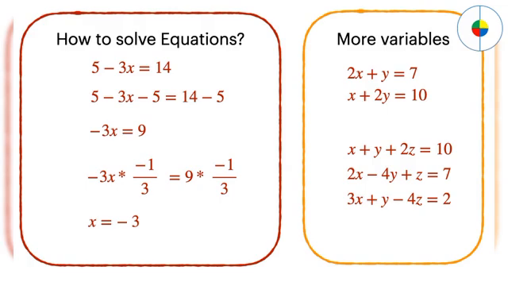5 minus 3x equals 14, is the same as 5 minus 3x minus 5 equals 14 minus 5, so x equals negative 3, and you solved the x.